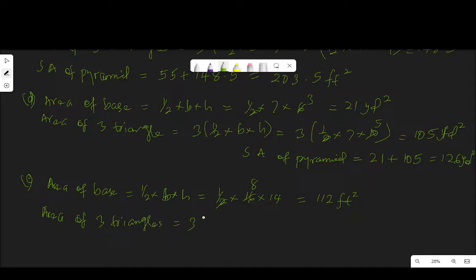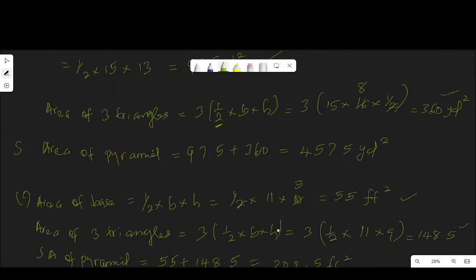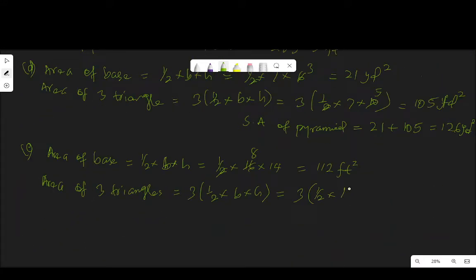is 3 times half times base times height. Their base is 16 feet and their height is 19 feet. 16 times 19. Half of 16 is 8, so 8 times 19. Then times 3. That is 456.